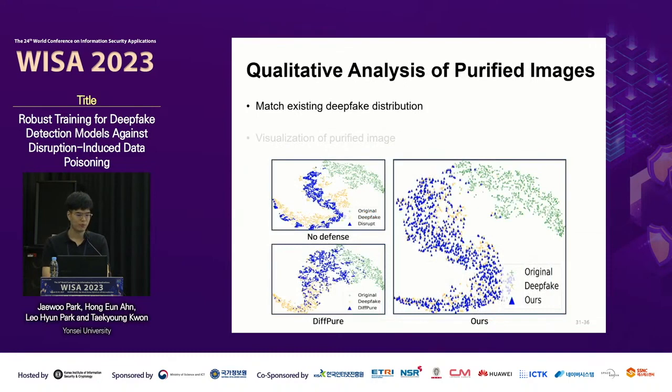Let's look at the distribution of the purified images. The blue mark in the distribution is the distribution of the disrupted images, or the images with defenses applied. The yellow mark is the distribution of deepfake images, and the green mark is the distribution of the real images. If you look at the bottom left here, you can see that the distribution of the images purified with the existing method is different from the distribution of the deepfake images. On the other hand, we can see that the images purified with our method have an image distribution that is almost identical to the deepfake images.